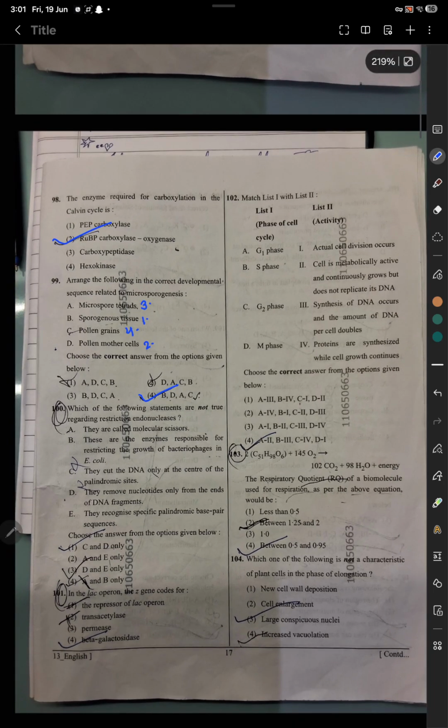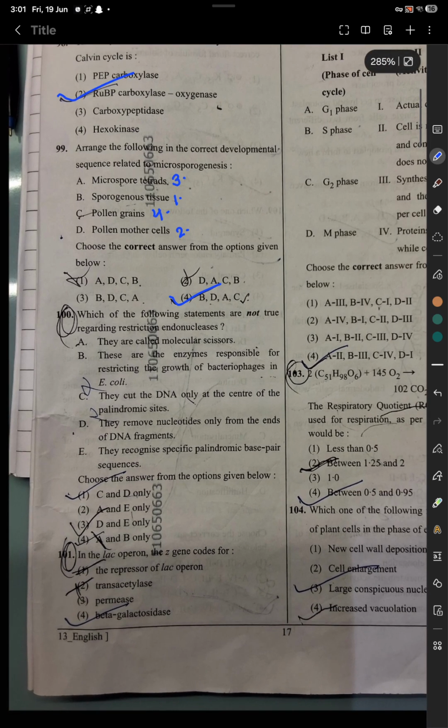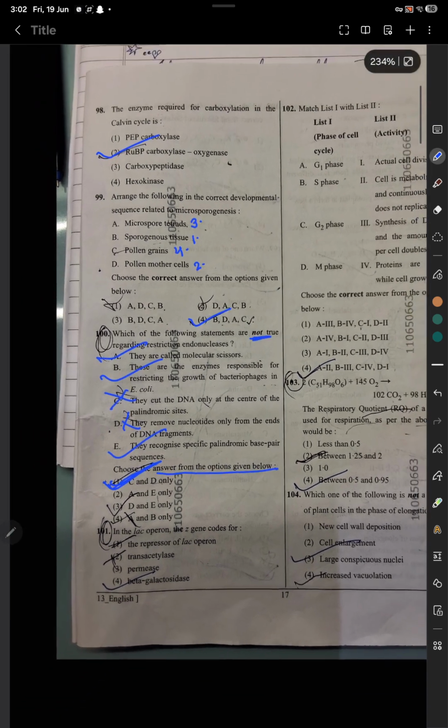Then question number 100, which of the following statements are not true regarding restriction endonuclease? We'll start reading from option A, and then eventually you'll eliminate. First you need to mark what the question is asking. It's asking not true, and here it's giving choose the answer from the options given below. So for not true you need to mark the options which are wrong. So this is right, this is right, this option is wrong, this is also wrong, and this is right. So your answer will be option number 1, C and D only.